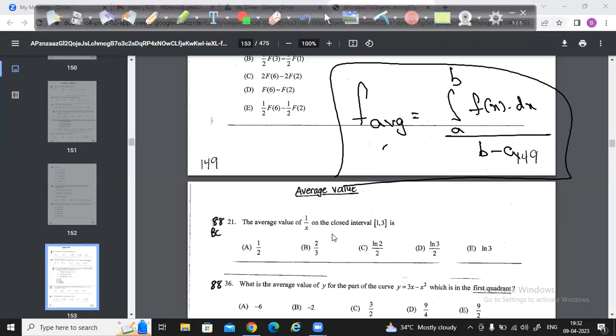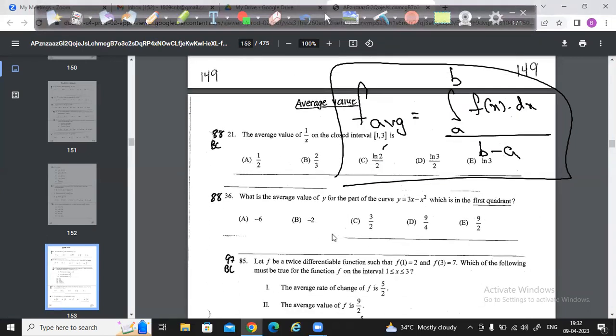They're asking only for the first quadrant. Everyone should give me an answer. All the students should give me your answer. What is the average value of y for the part of the curve y is equal to 3x minus x square, which is in the first quadrant?